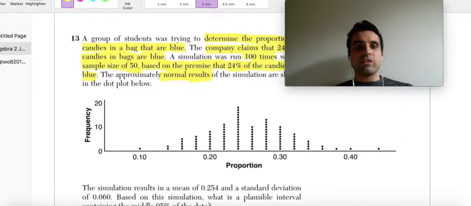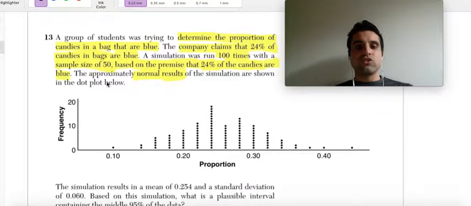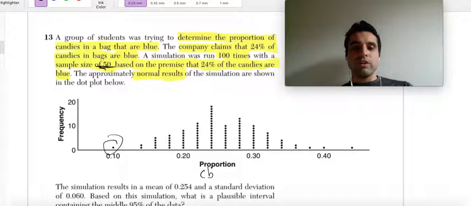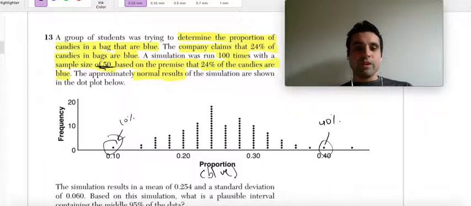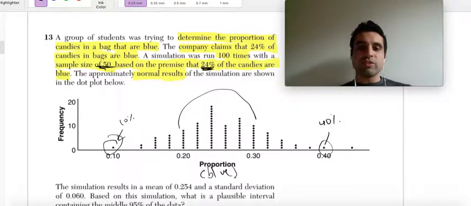So guys, what we want to understand is in this dot plot, each of these dots represents a sample size 50, and they're telling what proportion are blue, right? So in one of the simulations in the computer, in this one, 10% were blue. That only happened once. And in this extreme, 40% was blue, and in this one, it was something more than 40%, right? But if you check, most of them are between 20 and 30, right? Most of the time, between 20 and 30% are blue because they were using the premise that 24% are blue.